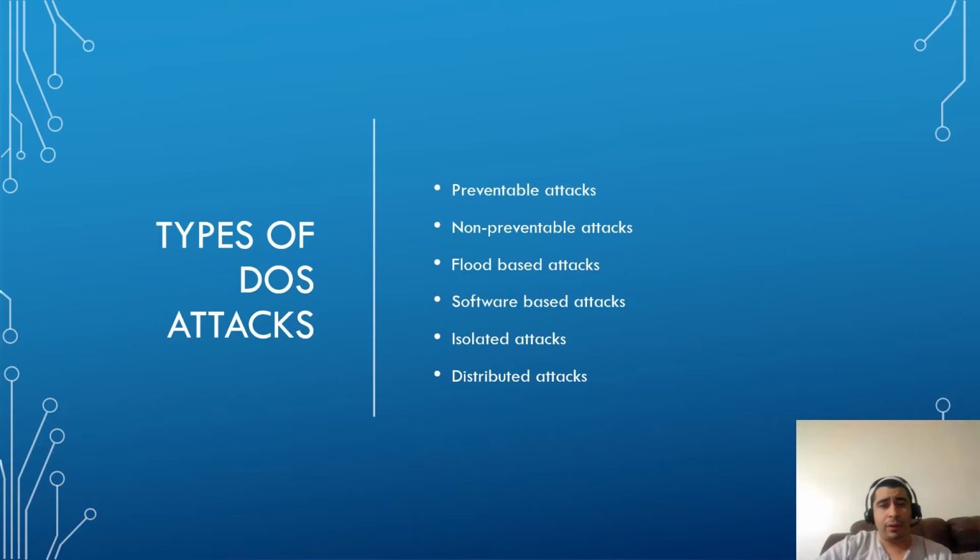Now, we will discuss the types of denial of service attacks. They are the preventable attacks, the non-preventable attacks, flood-based attacks, software-based attacks, isolated attacks, and distributed attacks. I will go into further detail in the following slides.